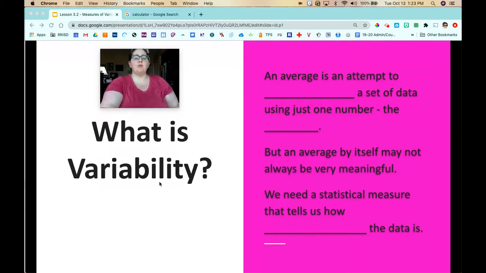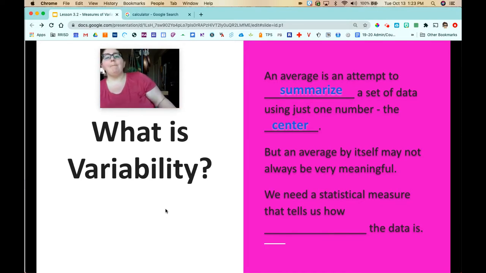So an average, which is what we talked about in class today, is an attempt to summarize a set of data using just one number. So the center or the average, or sometimes we use the word typical to talk about that summarization of the data. So the typical grade for students in this class is maybe the mean or the median or the mode. But an average by itself may not always be very meaningful.